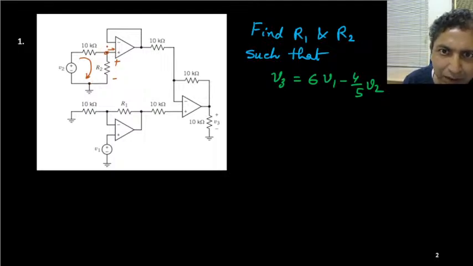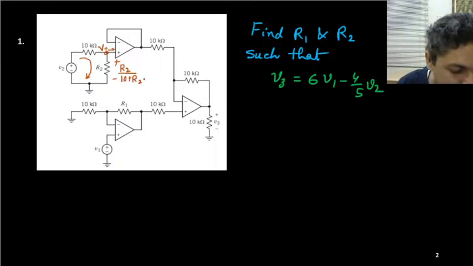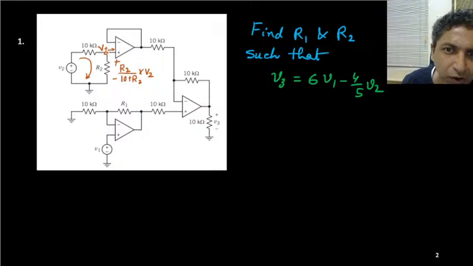This V plus, if I call it V plus, is simply, it's a potential divider circuit, R2 by total 10 plus R2. I am considering R2 in kilo ohm. So remember, R2 should be in kilo ohm. This times V2. This is the potential at this node, the non-inverting terminal.